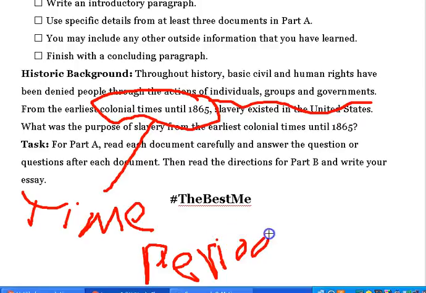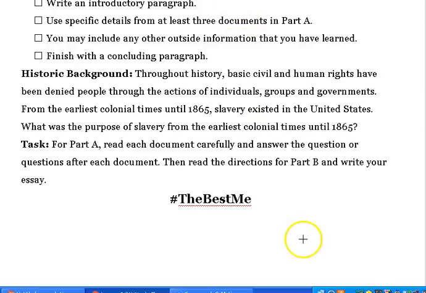Slavery existed in the United States. What was the purpose of slavery from the earliest colonial times until 1865? Tasks for Part A. Read each document carefully and answer the question or questions after each document. Then read the directions for Part B and write your essay. Ready? Be the best me you can be. Let's go.